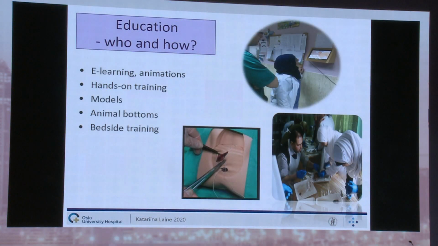Education is important. Remember to educate in anatomy, in the diagnostic methods, preventive methods, and repair. Train all midwives and doctors, no exceptions. Everybody has to be trained, young and old. Nowadays we have many methods we can use in education. We can have e-learning, animations. Hands-on training is also important. Models and animal bottoms can be used, and in the end, bedside training too, of course.